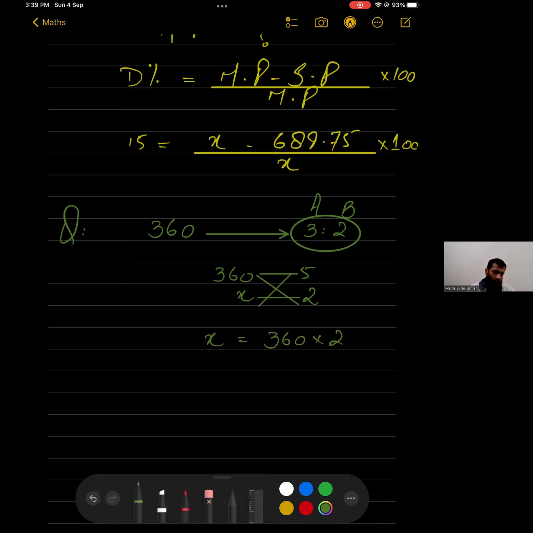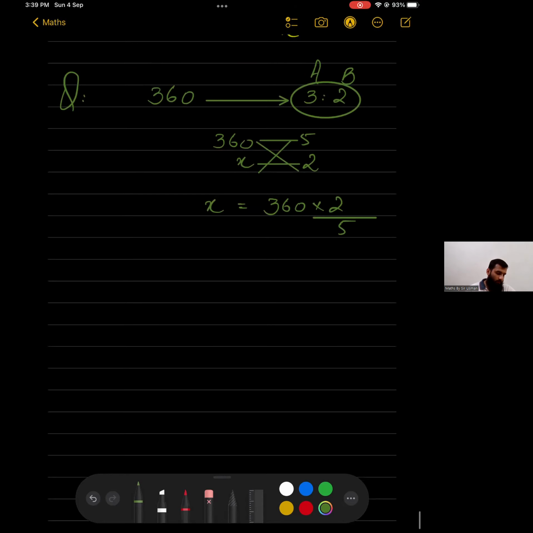So this is going to be 360 times 2 over 5 and we will simplify this to get our final answer. Now moving forward, we have question number 21. In 21 part C, some students also made a mistake, which was that you were asked to figure out the overall cash price on hire purchase. I had to figure out the cash price, and the actual amount was 4,500.